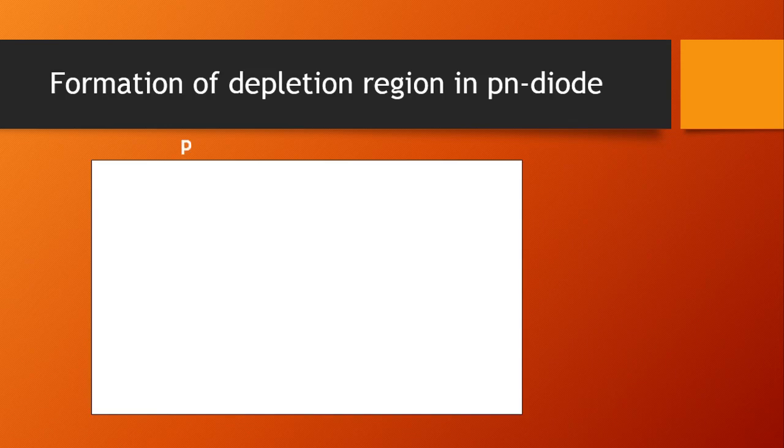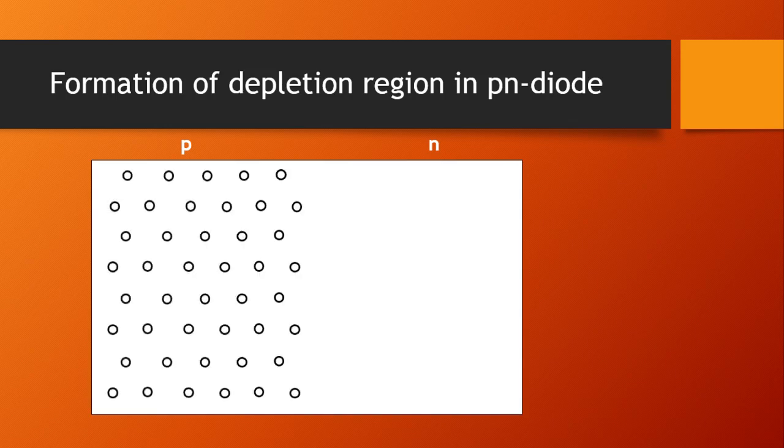Consider that half of this crystal is doped with trivalent impurity atoms so that it gets converted to p-type region, and the other half of this crystal is doped with pentavalent impurity atoms so that it gets converted to n-type semiconductor. When the doping process is complete, you will have large number of holes on p side which are shown by the hollow circles and very few electrons on p side which are not shown here.